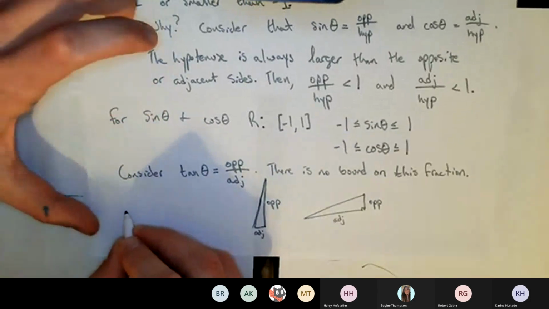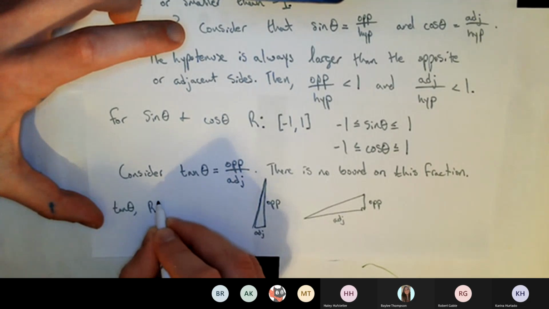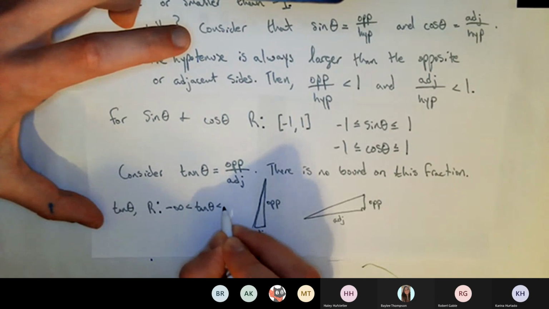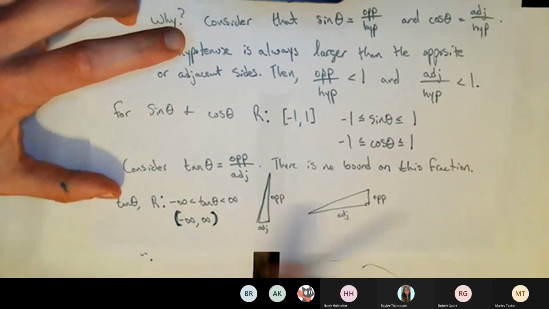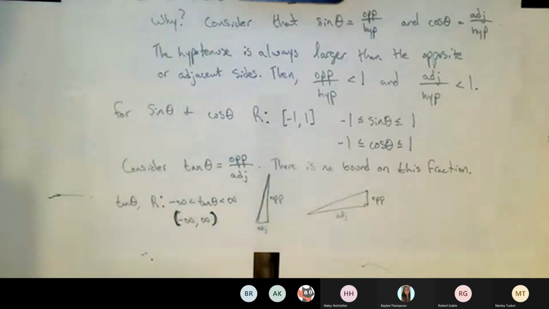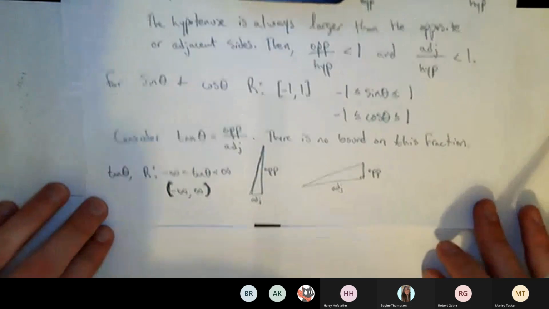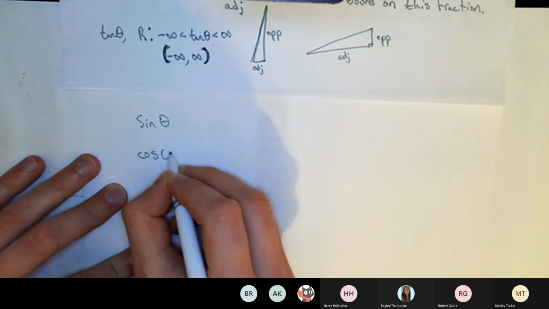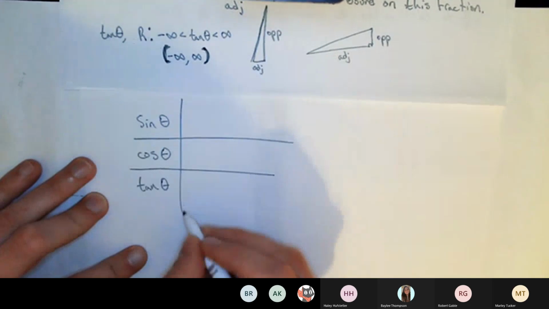In fact, for tangent of theta, the range is unbounded. So I could say negative infinity up to infinity, in interval notation, negative infinity to positive infinity with parentheses around it. All right, it'd be nice if we had a table of this, so let me write that down. We still haven't started talking about inverse functions, but we're getting there.